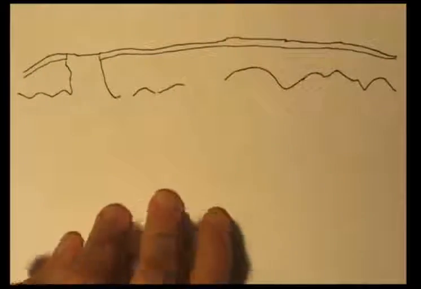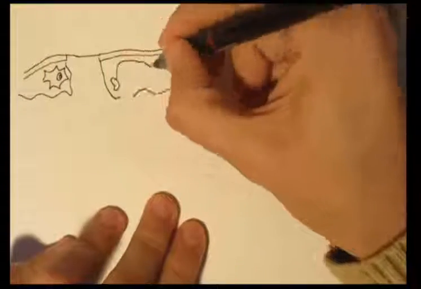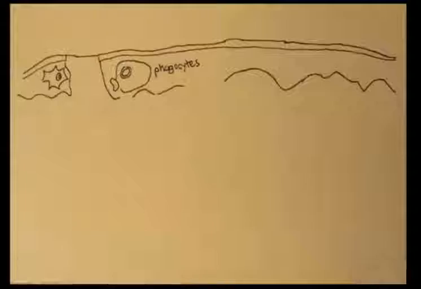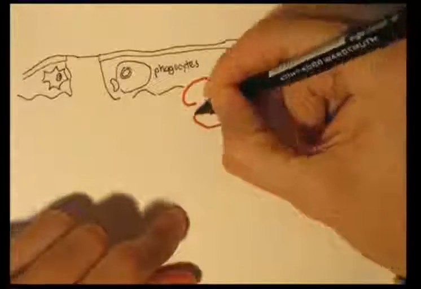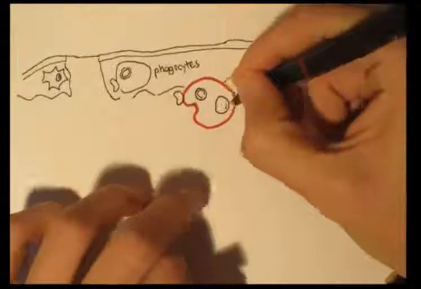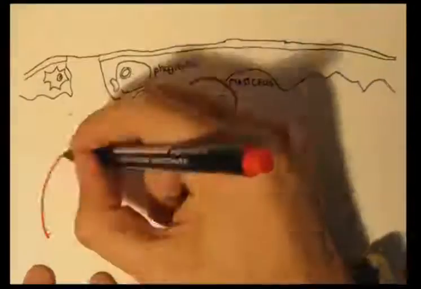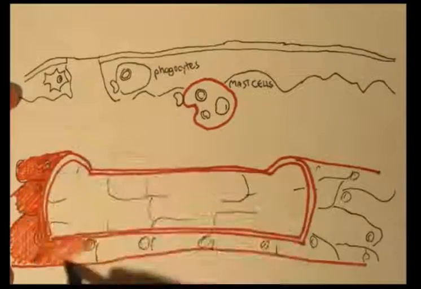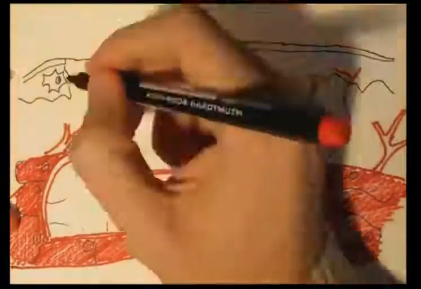This is about the inflammatory response of the innate immune system. Here we have the skin, and residing under the skin are phagocytes, tissue phagocytes. And also under the skin are special granulocytes called mast cells, which contain histamine granules within the cell. There are also blood vessels all around the skin. I will draw one big one for simplicity.